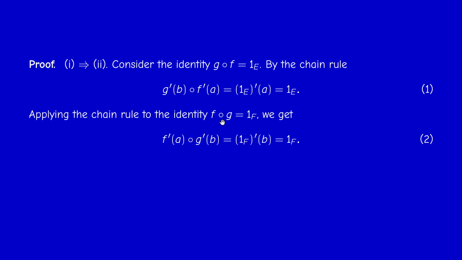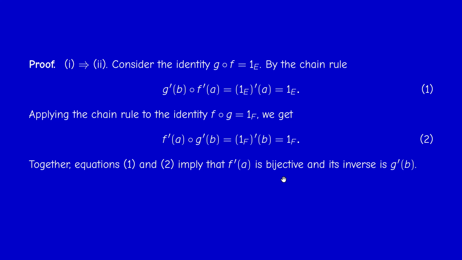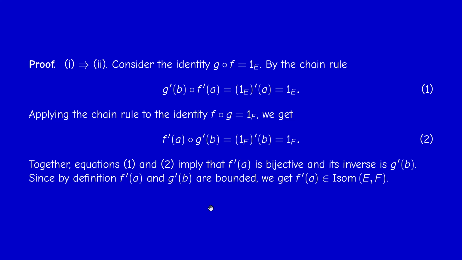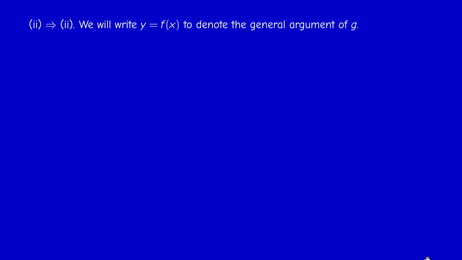And now if I consider the other identity, F of G equals the identity of F, and we differentiate it with respect to B, I get that G prime is also a right inverse of F prime. So this means that F prime of A is bijective and its inverse is just G prime of B. And by definition, F prime of A and G prime of B are bounded. Therefore, both actually are isomorphisms. So this is just 1 implies 2. Now, 2 implies 1.